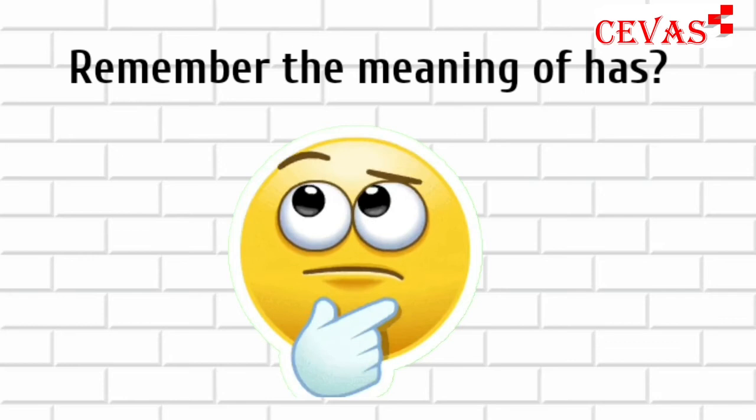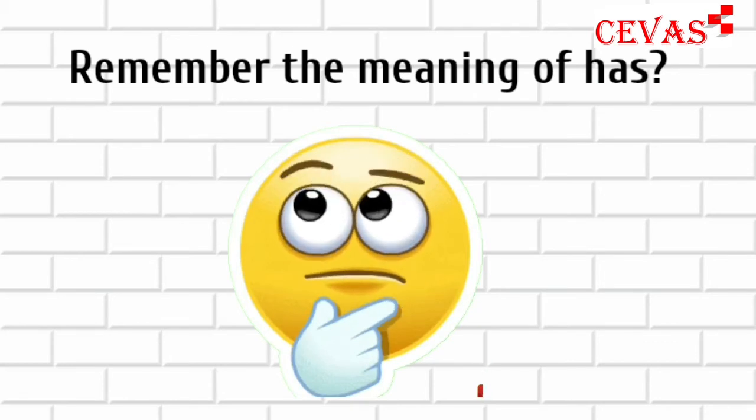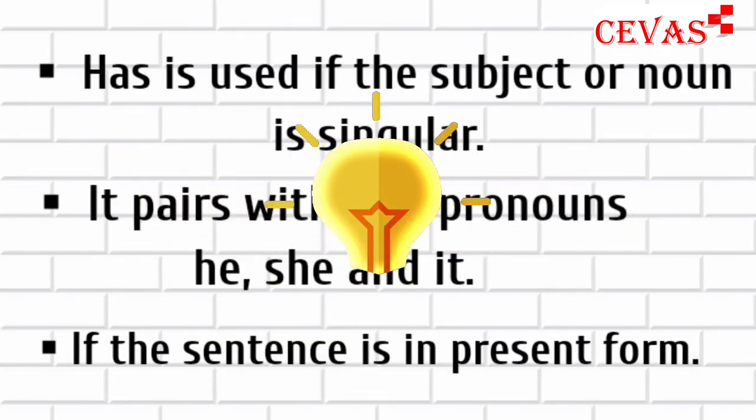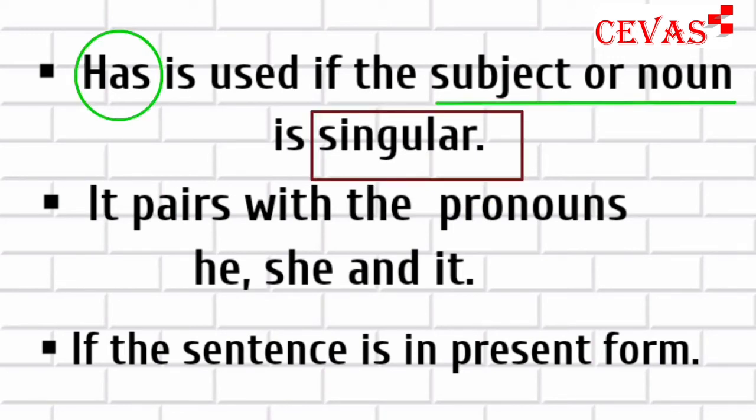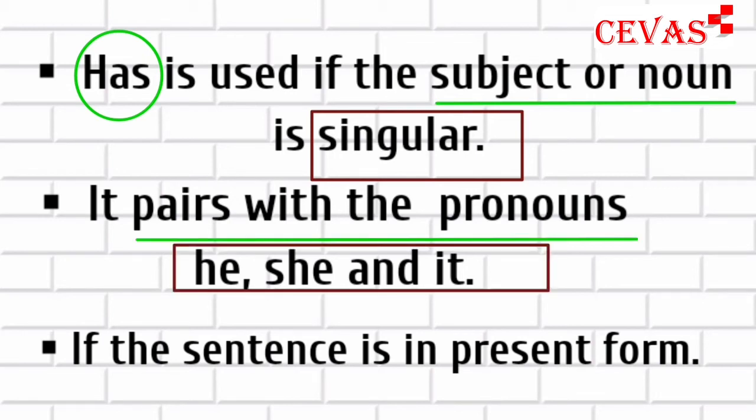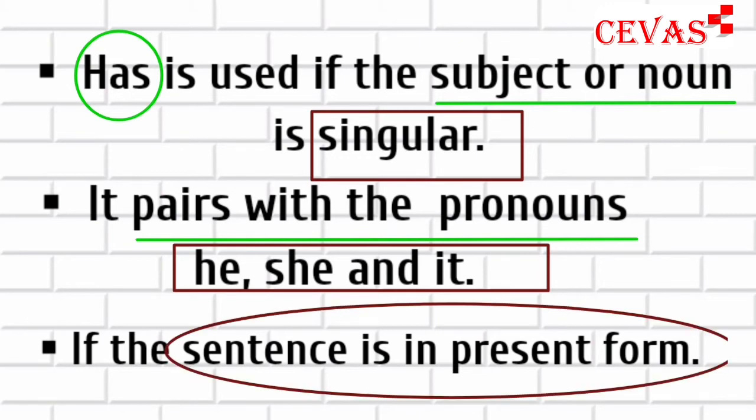Can you still recall the meaning of has? Always remember that has is only used with a singular subject or noun. It always pairs with the pronouns he, she, and it, and only if the sentence is in present form.